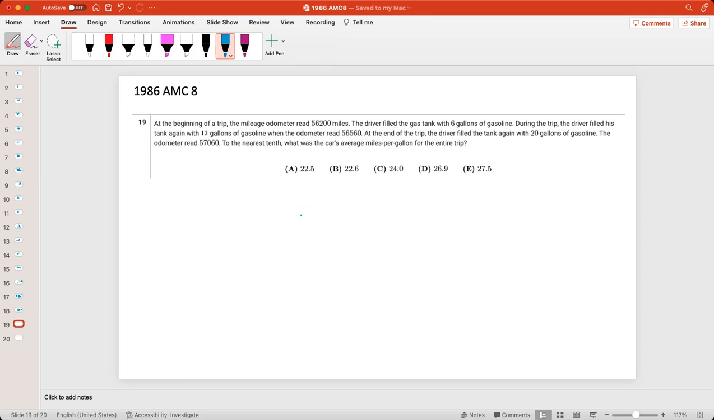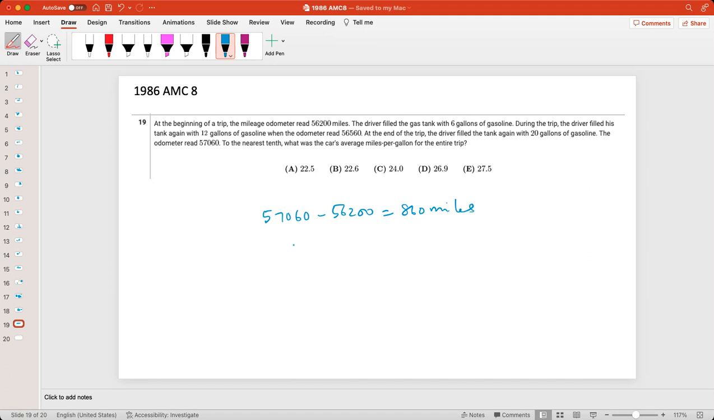So, first thing you should remember, the driver always starts the trip only when the gas tank is full. That's an assumption that I'm making. Okay, and without that we cannot solve the problem. So this 6 gallons of gas is just to make the tank full, after which only he's starting the trip. So we don't have to use this number 6 anywhere. Okay, so the total trip will be 57060 minus 56200, which is 860 miles.